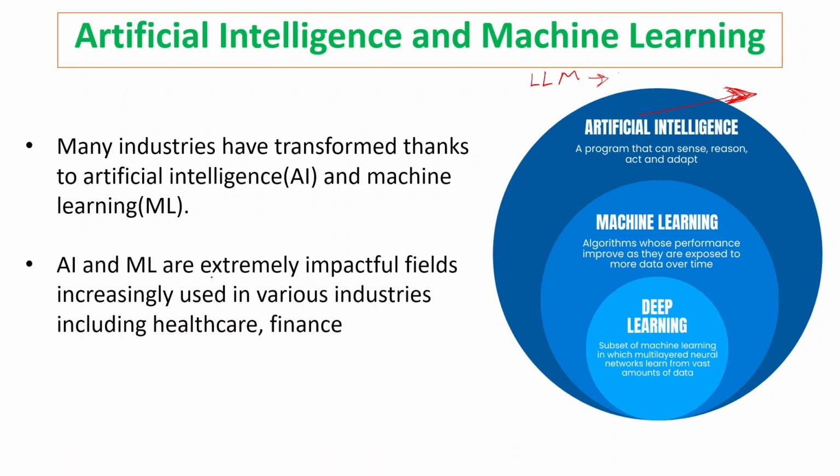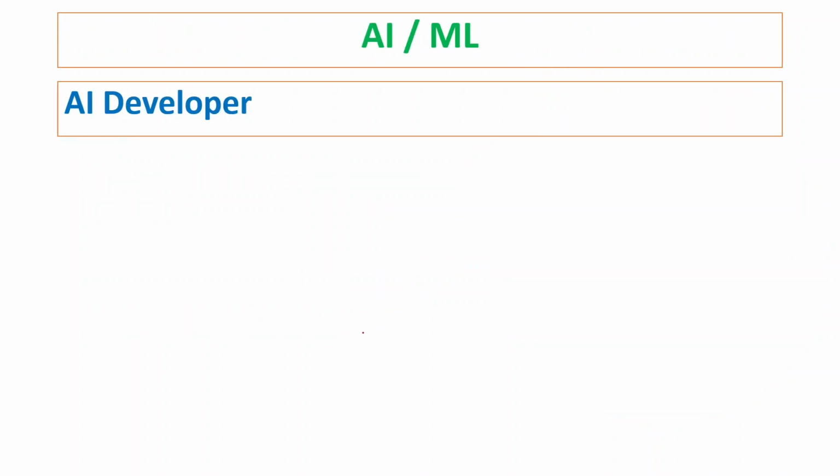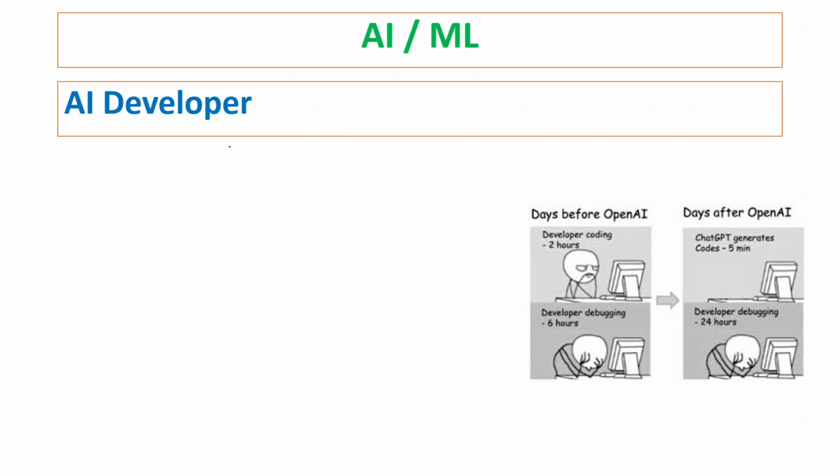AI and machine learning are extremely impactful fields, increasingly used in various industries including healthcare, finance, and many others. So we have a career path, AI developer, right? As an AI developer, what are you going to do?